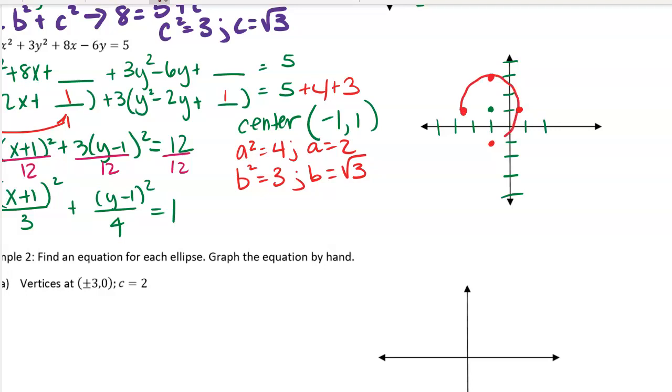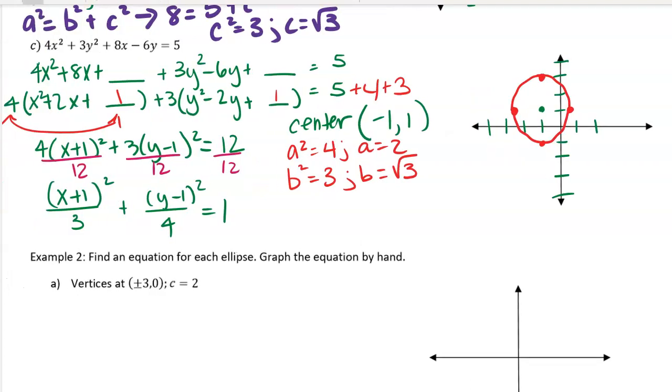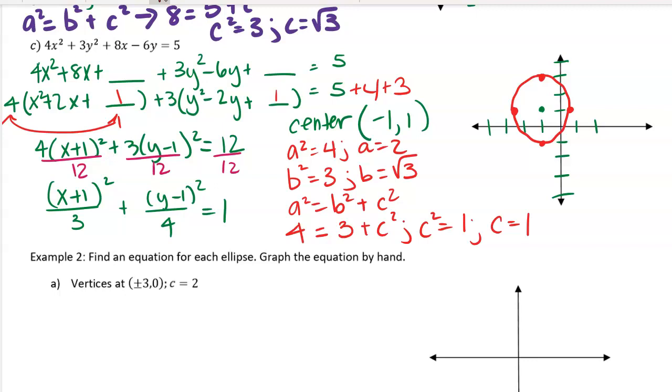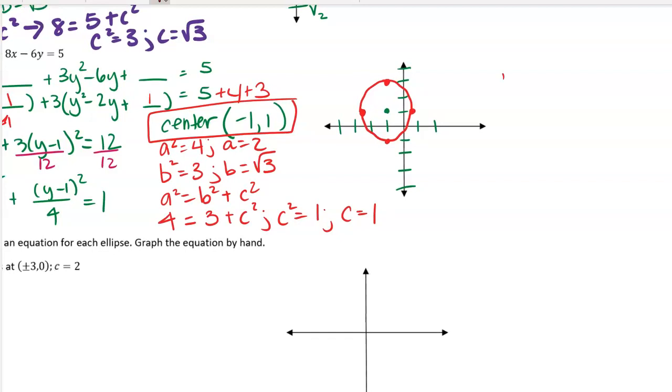How come this looks so much like a circle? Because a squared and b squared, are they pretty close? Yeah, the closer they are, the more circular it's going to look for us. We do need to fill out, guys, the foci and vertices, so we do need to find c squared. So a squared equals b squared plus c squared. a squared is 4. b squared is 3. So c squared is going to be what? 1. So that means c is 1. Awesome. We have the center already. We just need to find 2 more, and then we can box it up.